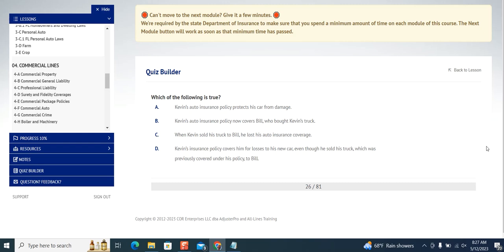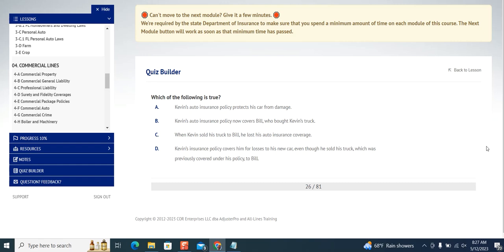Which of the following is true? Kevin's auto insurance policy protects his car from damage. We're looking for a true statement. An insurance policy protects the car. No, it doesn't protect the car. It protects Kevin. So that can't be right.